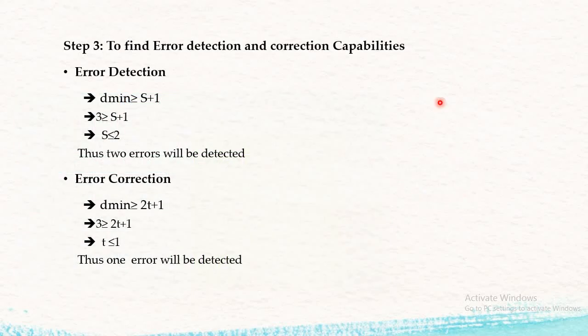Okay, once this part is over, we go for the second section, that is to find the error detection and correction capabilities. For error detection, the formula is d minimum greater than or equal to s plus 1. We put d minimum equal to 3, greater than or equal to s plus 1. So s comes out to be 2. Thus 2 errors can be detected. For correction, the formula is d minimum greater than or equal to 2t plus 1. This t indicates the error correcting capability, and that comes out to be 1. One thing is very important: the error correction capability is always less than the error detection capability.